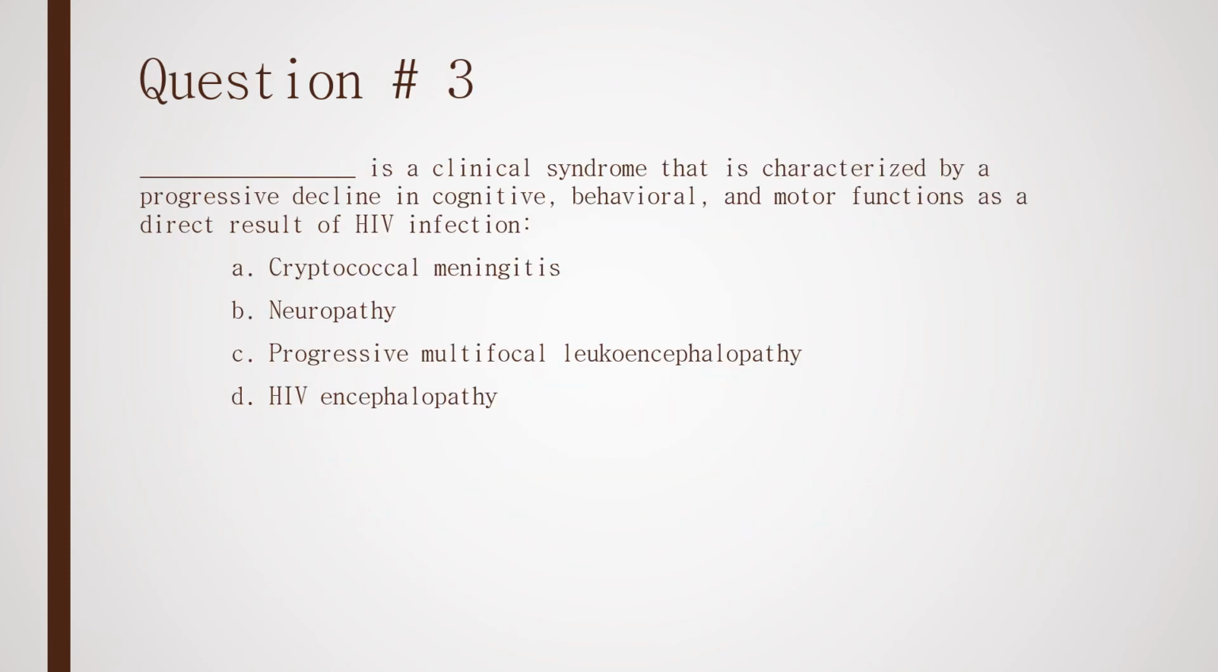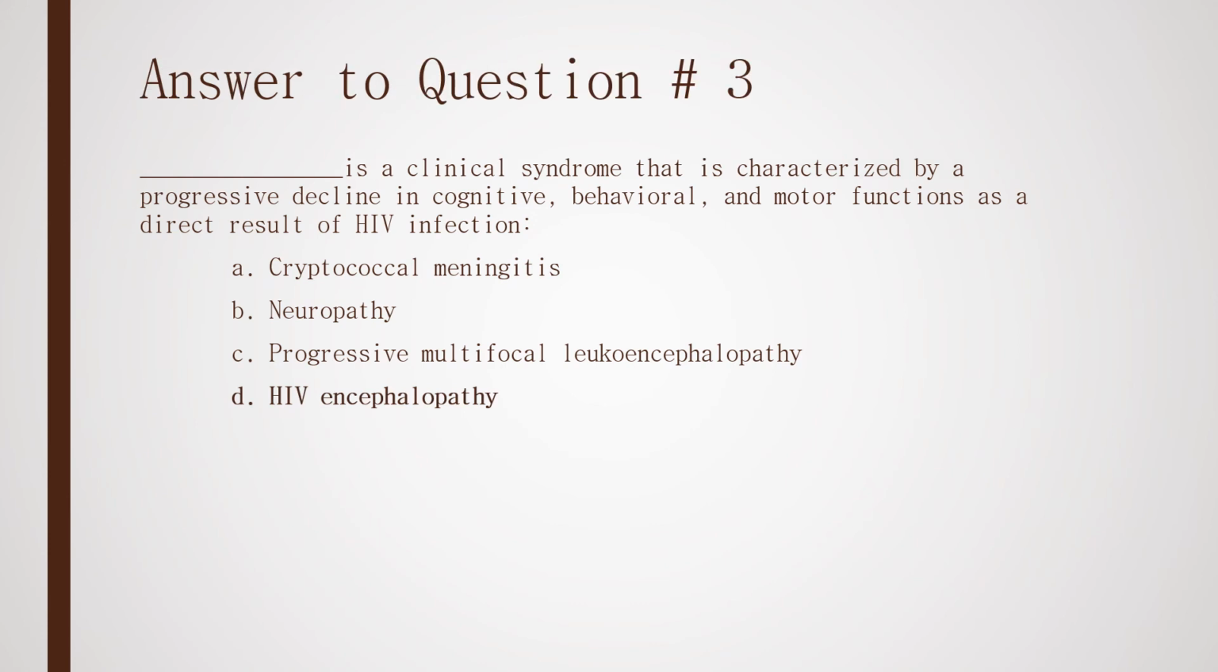All right, let's go to this question. It says, it is a clinical syndrome that is characterized by the progressive decline in cognitive, behavioral, and motor function as a direct result of HIV infection. So going back to the lecture, it's asking you which problem caused this manifestation, which is HIV encephalopathy, or D is the correct answer.